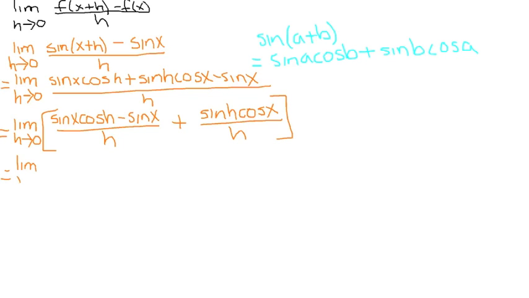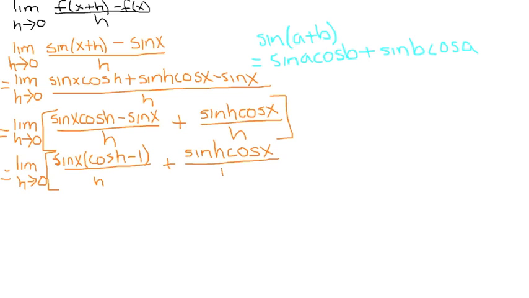Now let's factor out the sine of x from the first fraction. So we have the limit as h approaches 0 of sine of x times cos of h minus 1 over h plus sine of h cos of x over h. Note that cos of h minus 1 over h is almost identical to the trig limit that we just proved, and sine of h over h is a trig limit that we have proven.